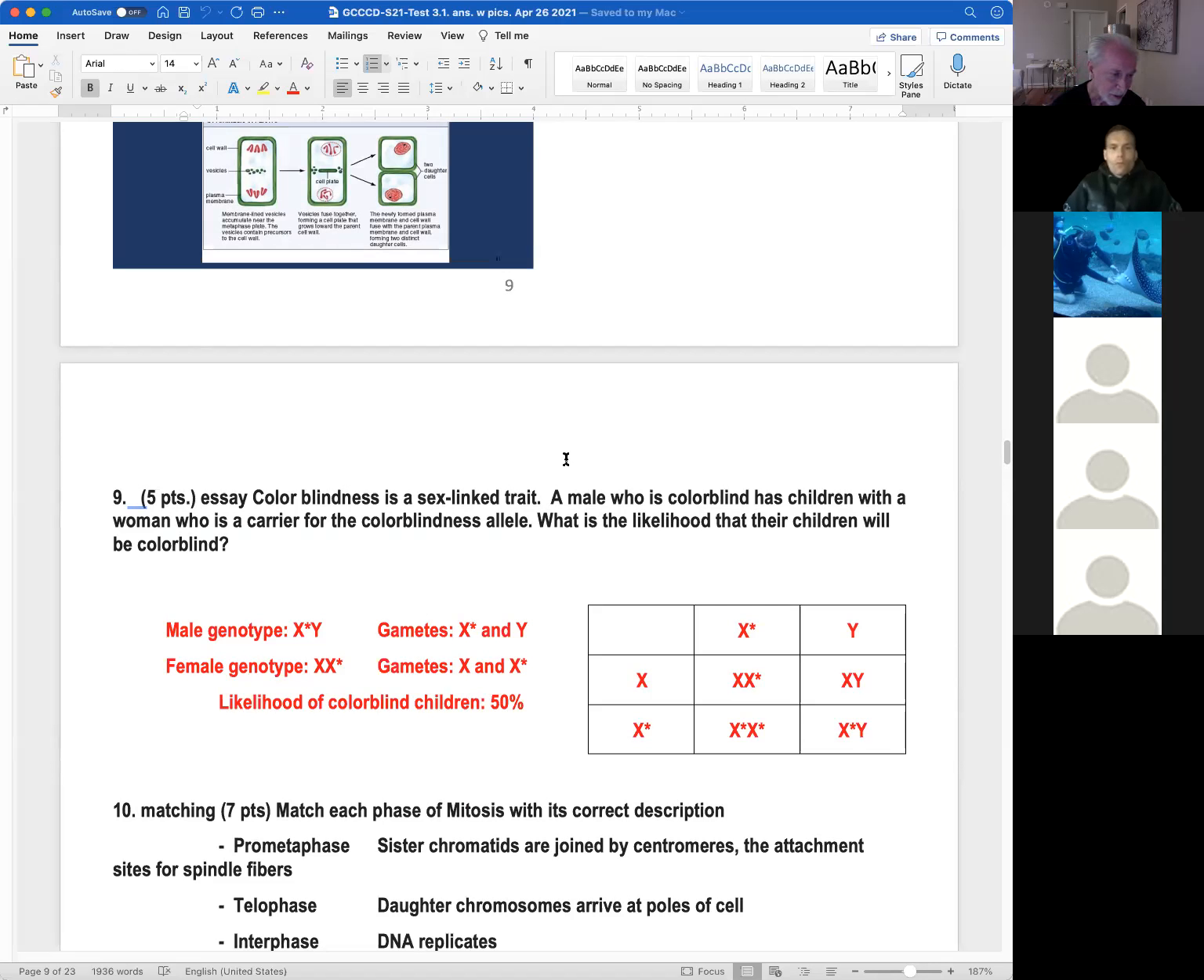So now we know the male genotype. I use a star for the mutation. The male is X star Y. And he's colorblind because he has this mutation. Now, what gametes can he produce? He will produce half X stars and half Ys.